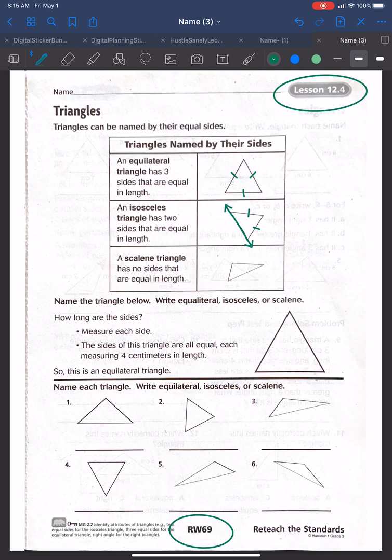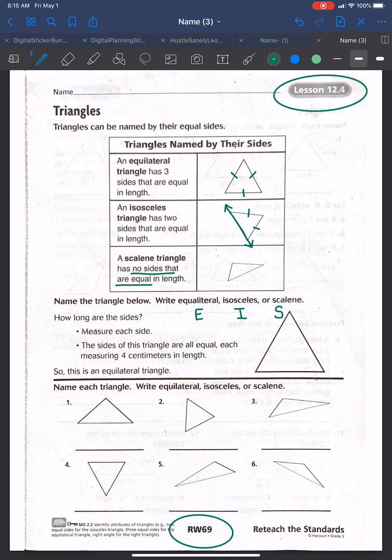And finally, our scalene triangle. Our scalene triangle has no sides that are equal. They're all different. Let's take a peek at this triangle right here. We are either going to decide if it is equilateral, isosceles, or scalene. And yes, for simplicity in today's assignment, you are more than welcome to just simply write an E, an I, or an S.